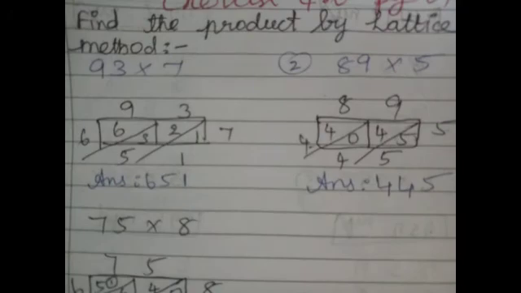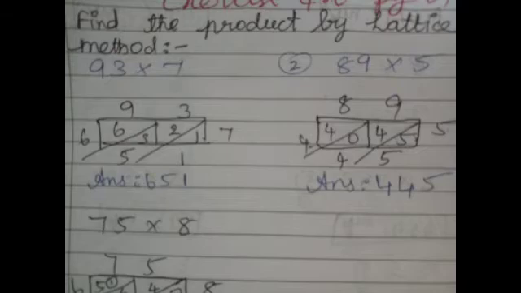Next possible model is the lattice method. See children, we read this in exercise 4.6. Go through that one. I will explain one sum to you. The second sum, see children, 89 multiplied by 5. So 89 is a 2-digit number. We are going to draw 2 boxes. And multiplying by 5, a 1-digit number, so 1 row, 2 column boxes, similarly shown in the figure. So first thing, draw 2 boxes and draw one diagonal line.